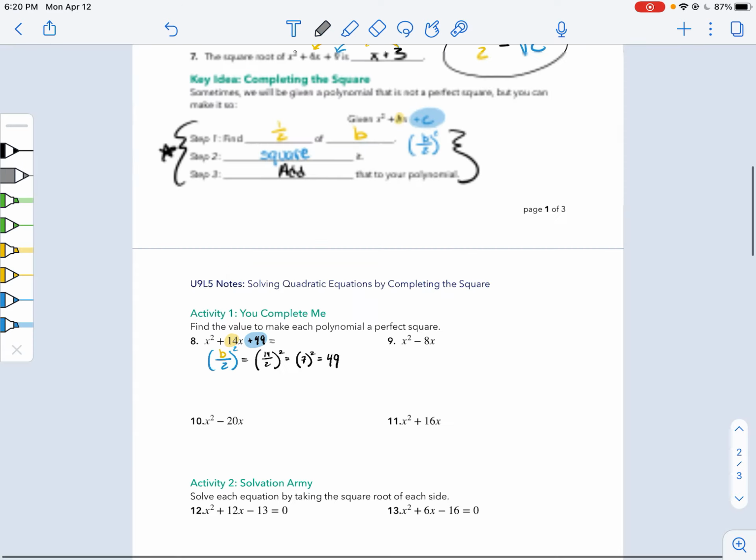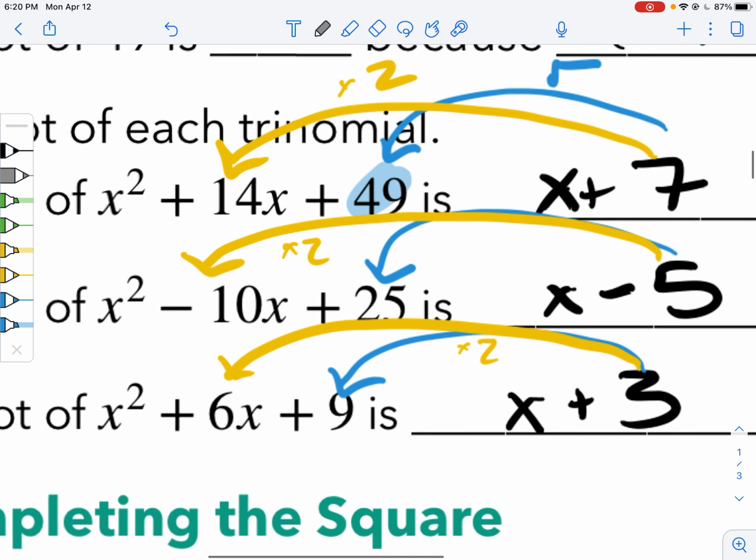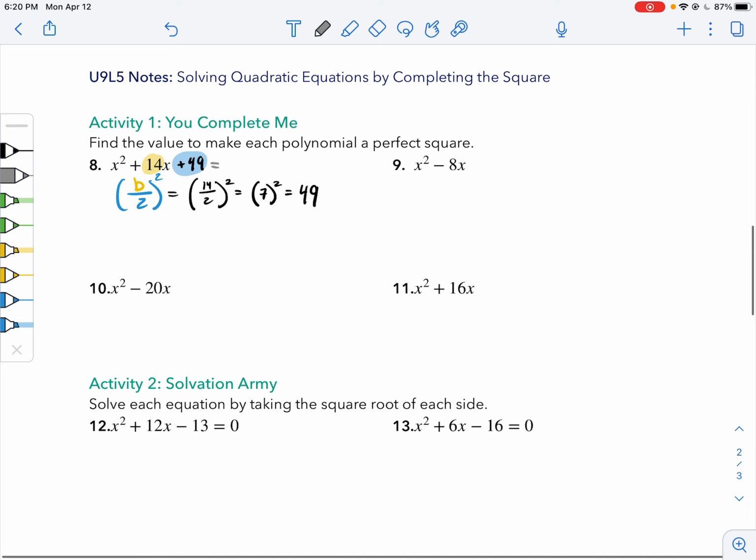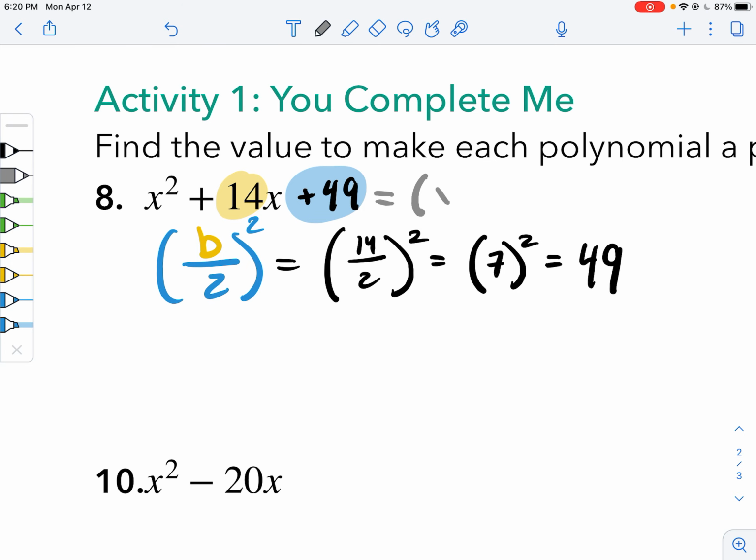And I think, did we see this one earlier? 14x and 49. We totally did. Look, it's the same guy right there. Square root x plus 7.